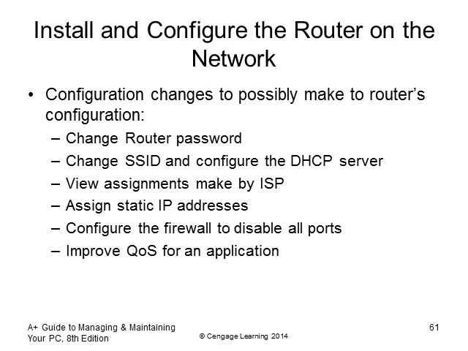Configuration changes to possibly make to the router's configuration: change the router password, change the SSID, and configure the DHCP server. View the assignments by the ISP. Assign static IP addresses, configure the firewall. You want to disable all the ports.